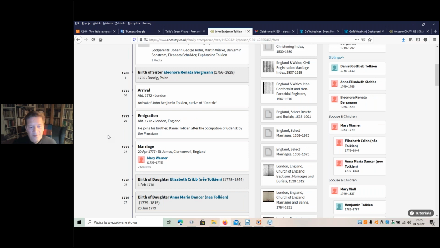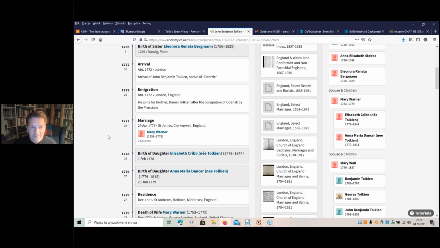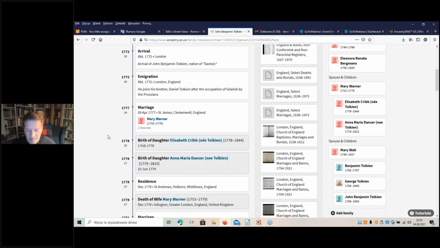He became a member of the Lutheran parish in Savoy in London, and he got married in 1777 to Mary Warner. He had two daughters with her, Elizabeth and Anna Maria, and probably he spoke German at home. He learned English slowly because it was not so easy for them. But I can see in the documents that during the second marriage, he signed not Johann but John, so he became a person who spoke English as well.